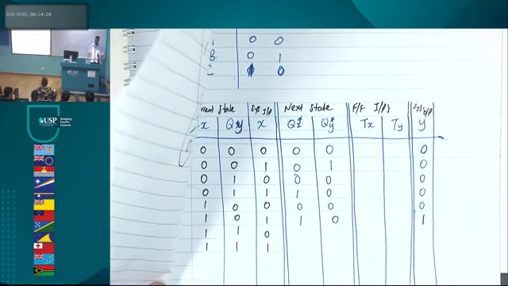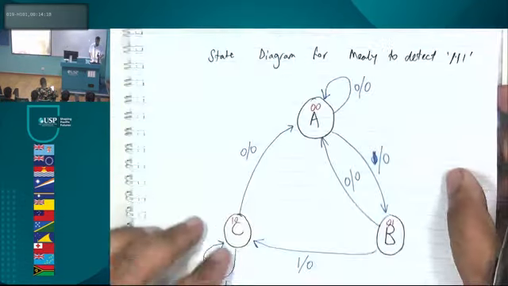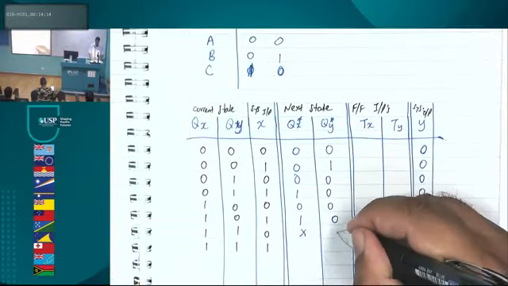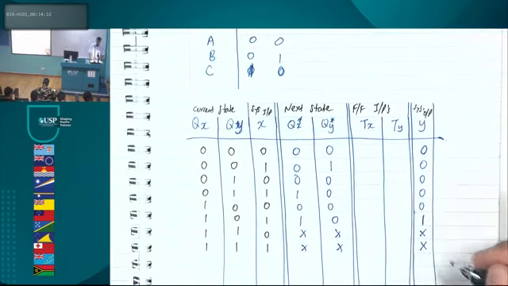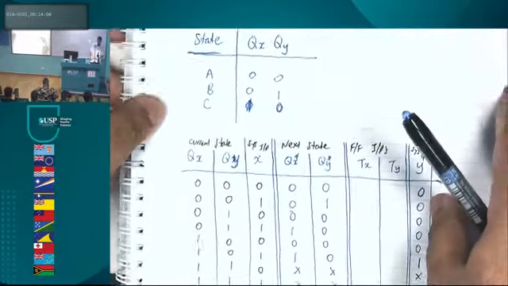Everyone in agreement with me? Right. What can you tell me about this one, guys? 1, 1. 1, 1 doesn't arise, doesn't show up. So you say, don't care. This is the catch. All right. Now, let's move. Let's populate this final table.